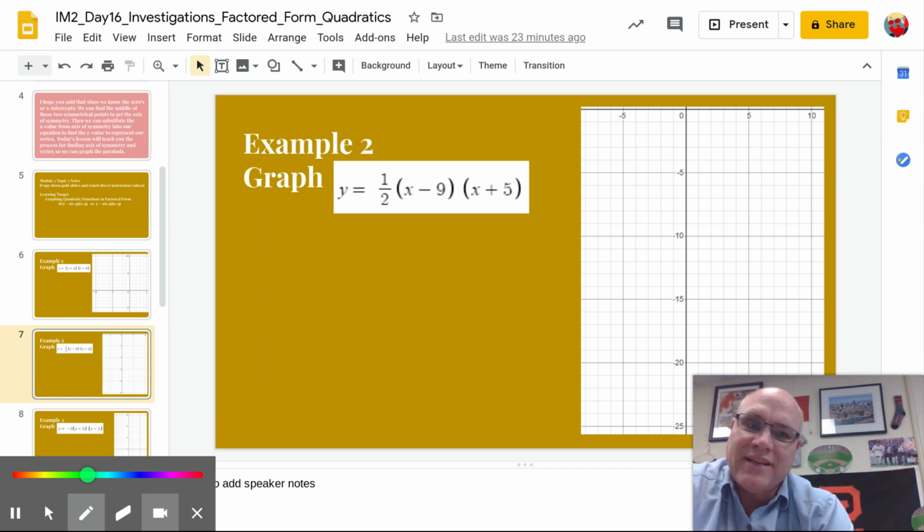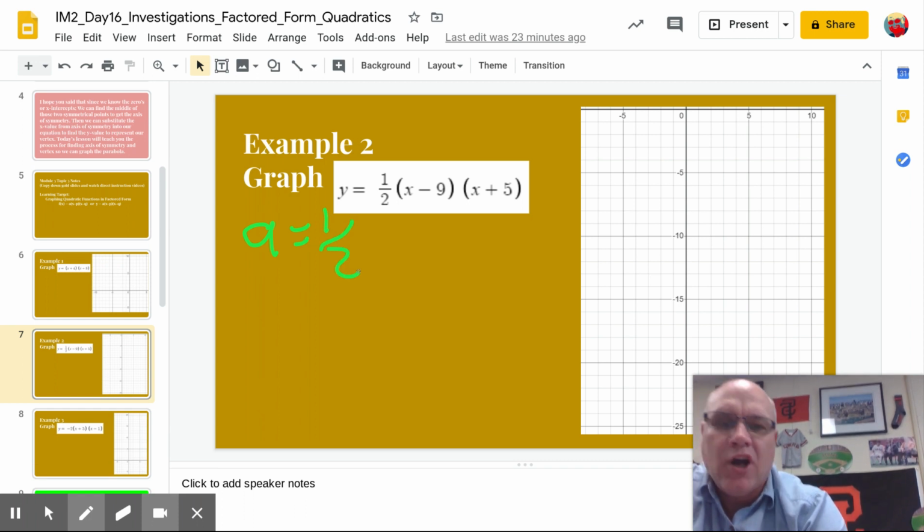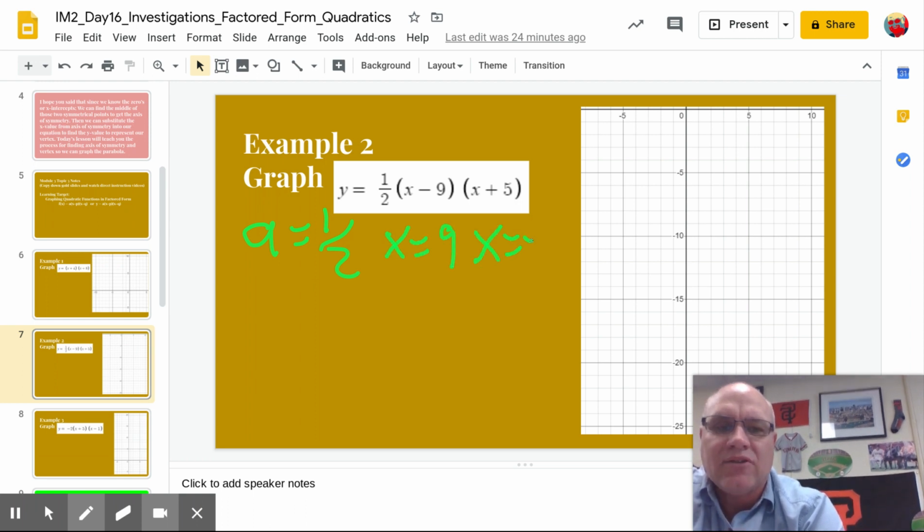All right, here's our next example for graphing the parabola given a quadratic function in factored form. On this one, we know that a equals 1/2, so we already know that the parabola is going to open up. We know it's got a vertical dilation. It's compressed, so it's going to be wider than the parent graph. And we know the zeros are going to be x equals 9 and x equals -5.